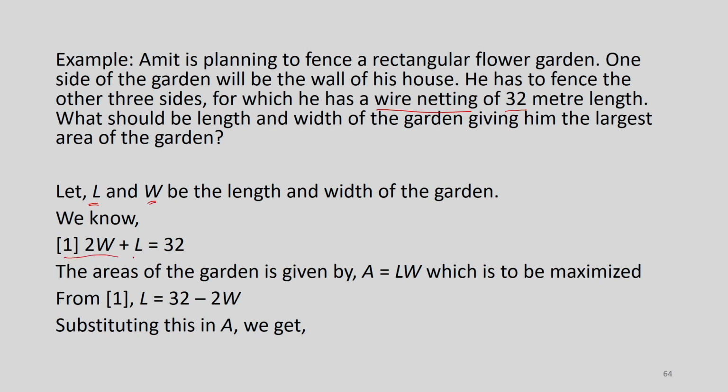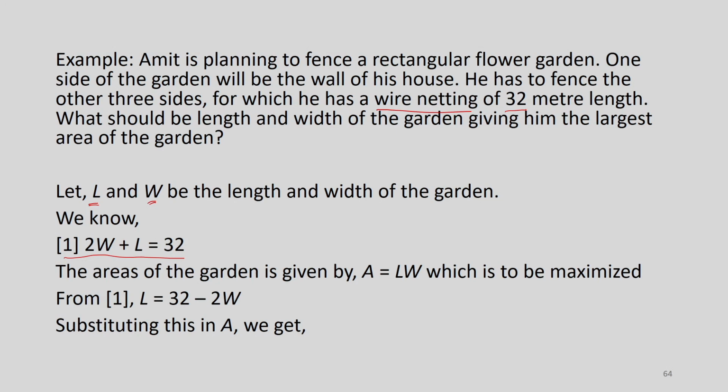Now, we have a relation like this: 2W plus L is equal to 32. Remember, he has to cover 3 sides of the garden. So, 2W plus L basically adds the 3 sides, and that summation should be equal to 32. Okay, that is the condition that we are getting here.